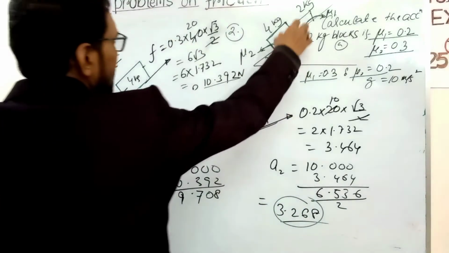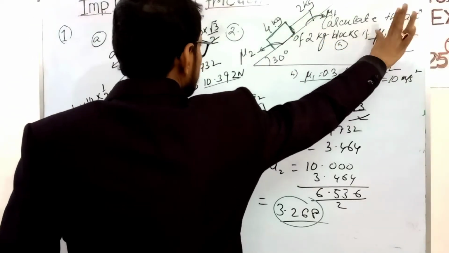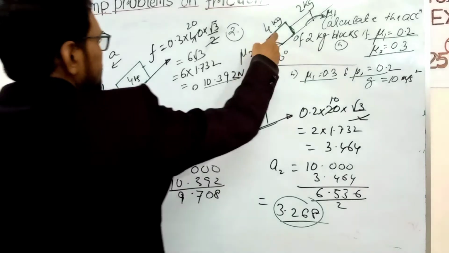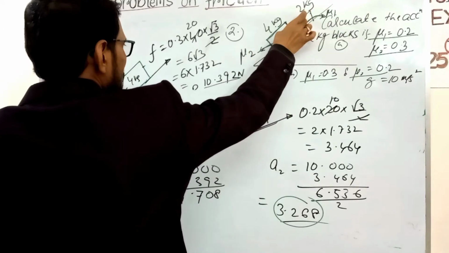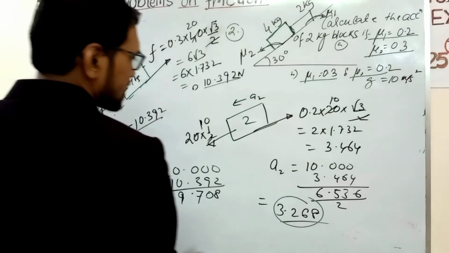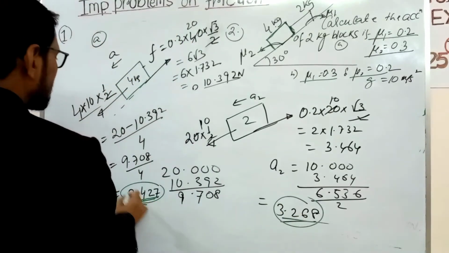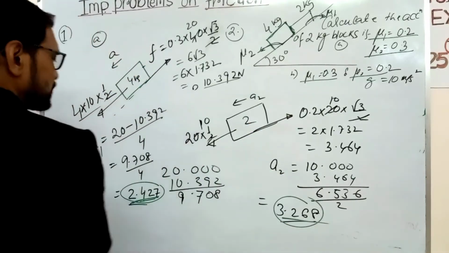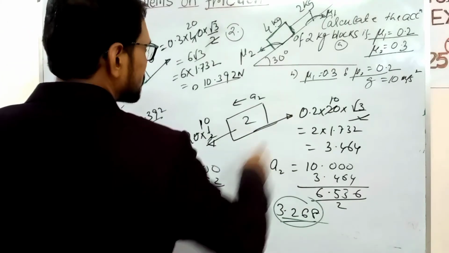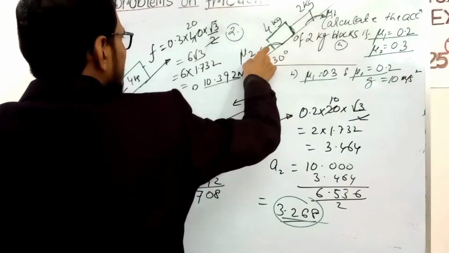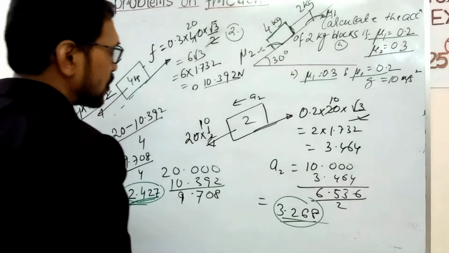Now if the value of this and this is as shown, then the 2 kg block will move faster than the 4 kg block. That is, the two blocks now move together. As the acceleration of the 2 kg block, a2, is more than the acceleration of the 4 kg block, a1, the two blocks move together. So for the first case, the two blocks move together.